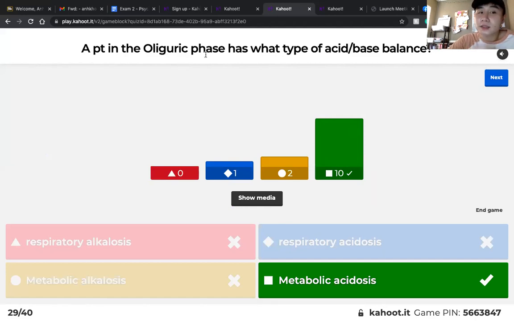Oliguric phase is related to the kidney, so we can already eliminate respiratory issues. So we are stuck between metabolic alkalosis and metabolic acidosis. The reason why it is acidosis is because we don't excrete the waste out, and the waste is very acidic, like the urea and the ammonia. Those are acidic. So that's why we have issues with metabolic acidosis.